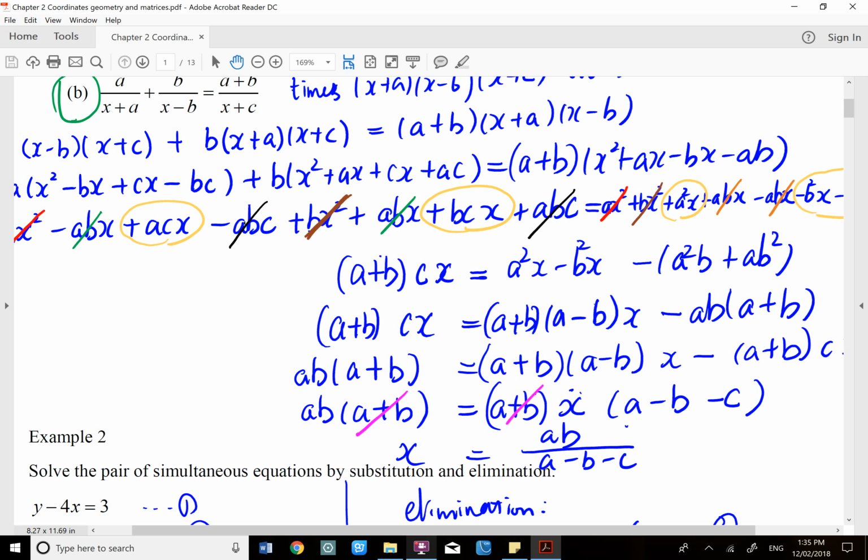Okay, so you need to factorize and then just divide and do whatever you need to do. So you have an answer like this.